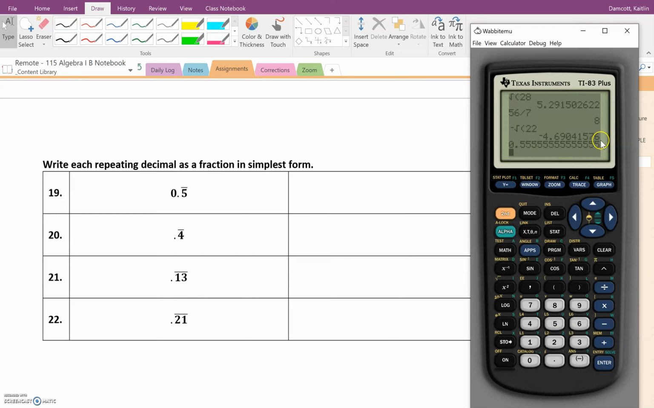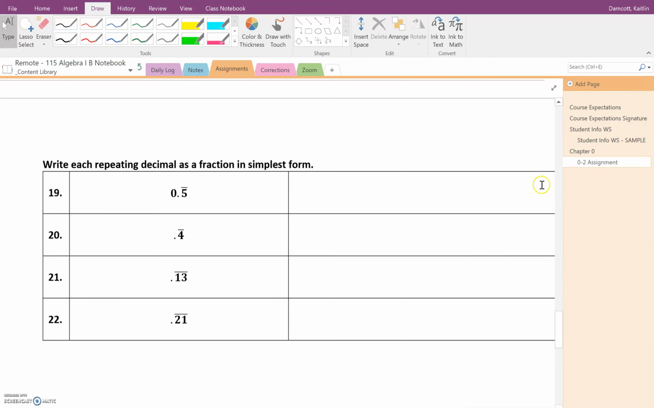Now, as long as you have a bunch of them, the next move is to hit the math button. You'll notice that it is highlighted on this math at the top, but then also on the number one where it says arrow fraction. That's what we want. So we hit enter and then enter again, and it will turn our decimal into a fraction. So our answer for this one is 5/9. Pretty easy, not a whole lot of thought.